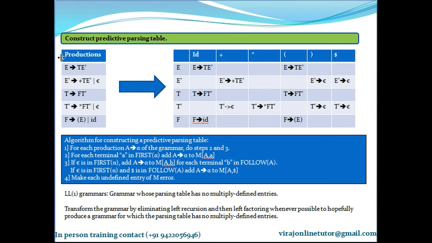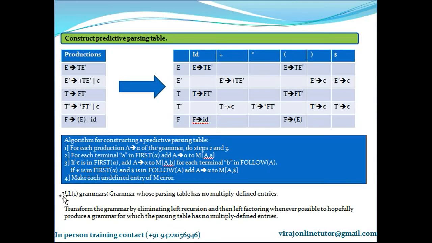Please listen to this video again and again to get more clarity, because only when you listen to it 3 to 4 times will you understand it better. But once you understand this, you will never forget it. That's my promise. So you have to compute FIRST of the right hand side and place that production there. If FIRST of the right hand side contains epsilon, also place this production at FOLLOW of the left.